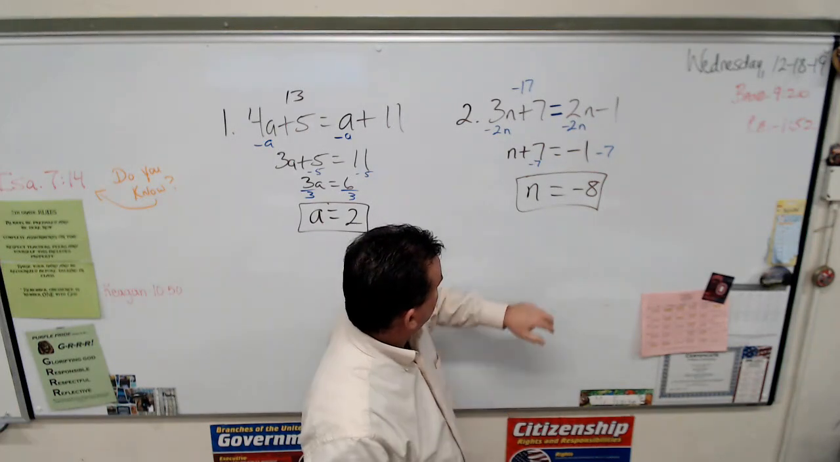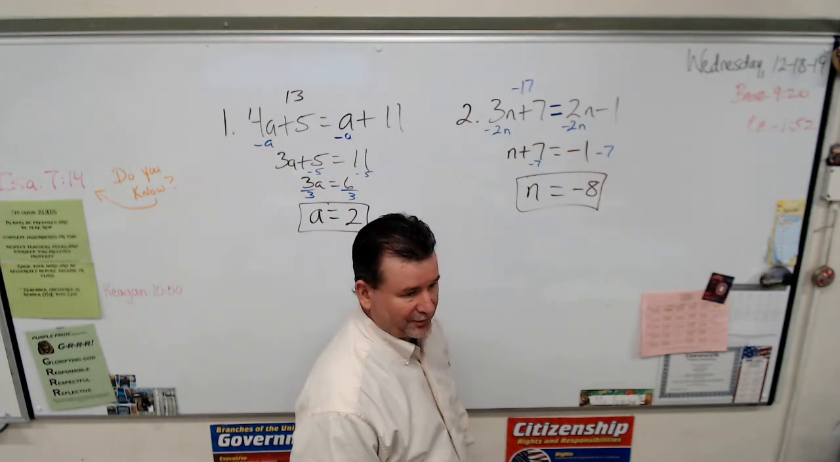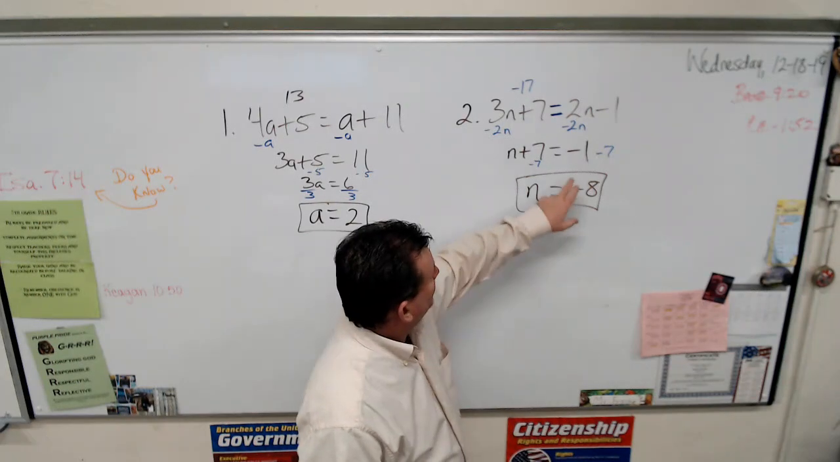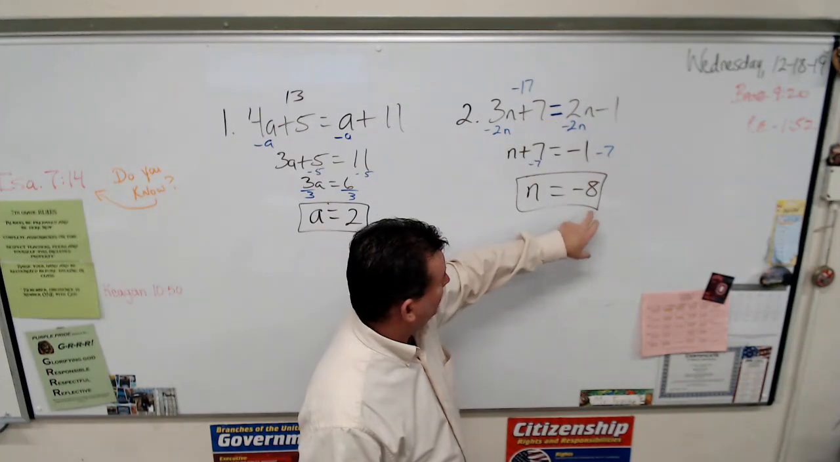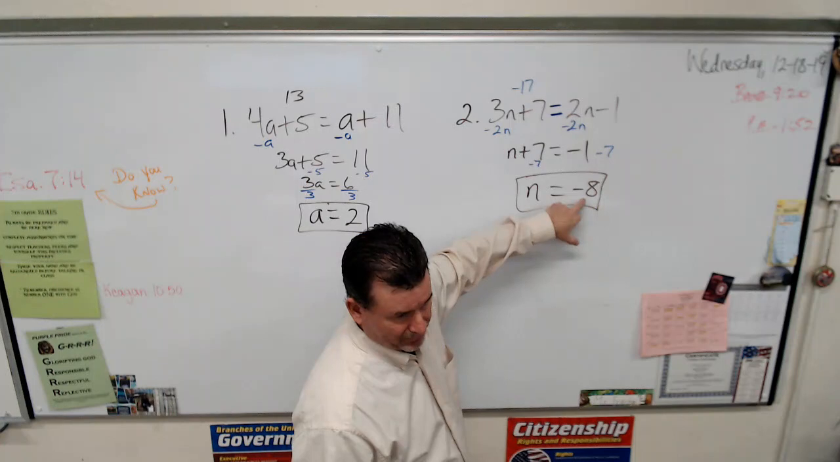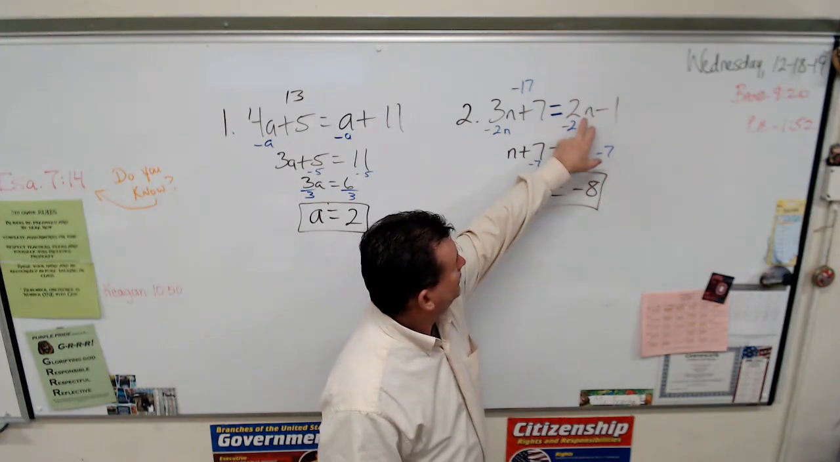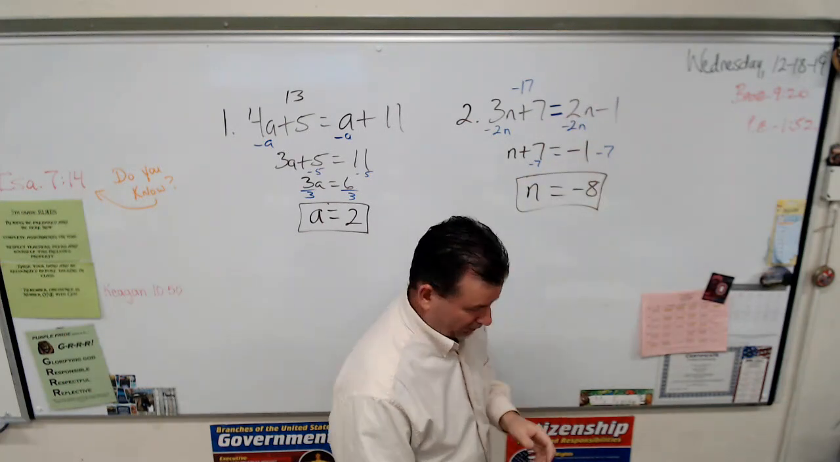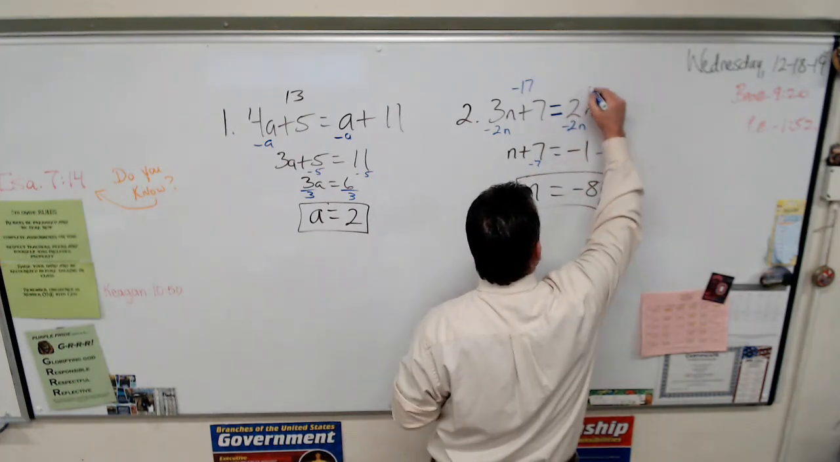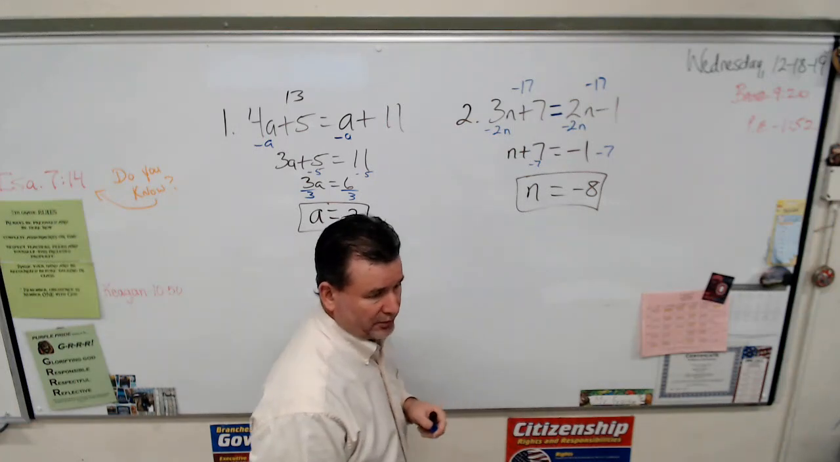Negative 30. Negative 17. Yep. What's 2 times negative 8? Positive 2 times negative 8, 16. Negative 16. Negative 16 minus 1. Negative 17. It checks out. I did it right. Yeah, I totally did that.